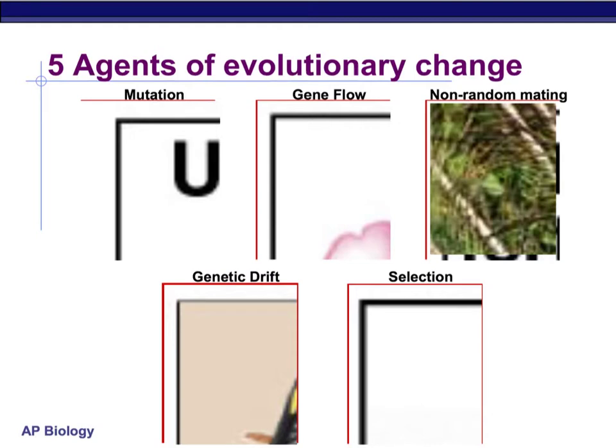So there are 5 ways that evolution takes place, or 5 ways that evolutionary change happens. This is what you need to be writing down. So the first way is mutation, then there's gene flow, non-random mating, genetic drift, and selection. So we're going to step through each of these right now.